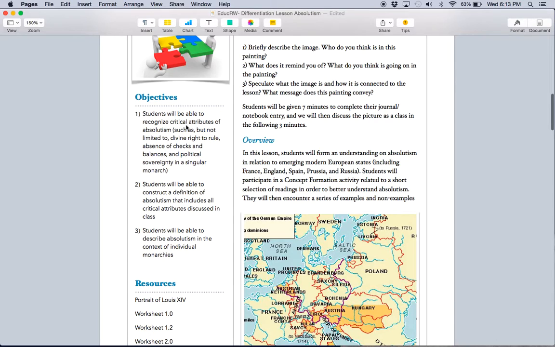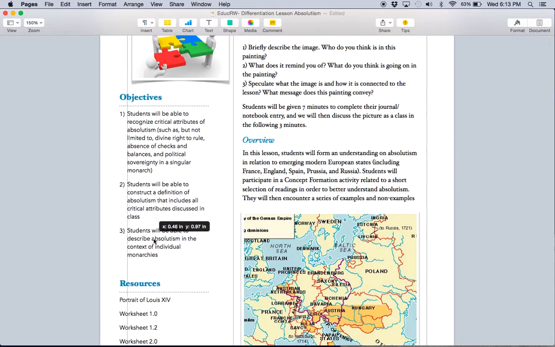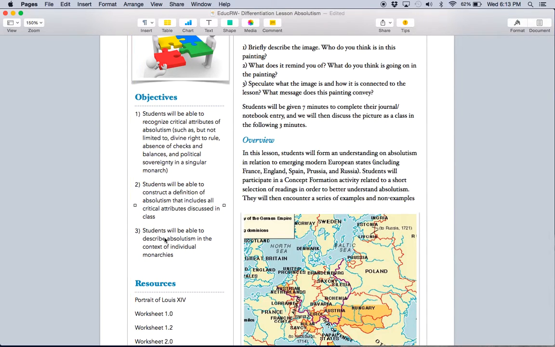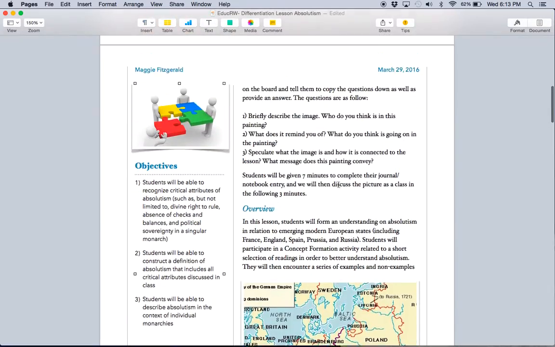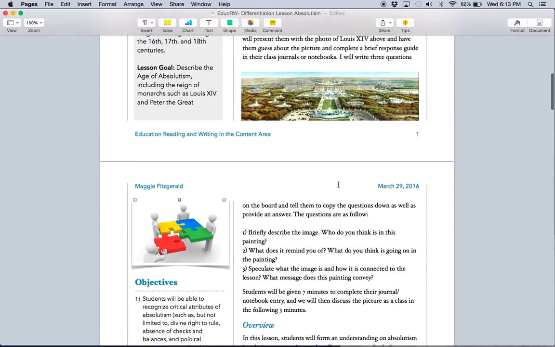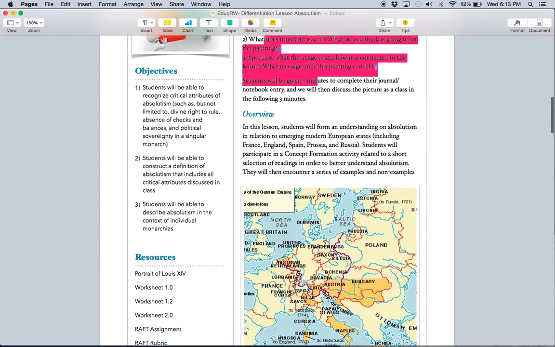So I make sure that my goals are more of that overarching, broad reason for implementing the lesson, whereas my objective is that checklist. I can measure it. It's SMART, which is specific, measurable, attainable, realistic, and time specific. And so I use words, again, like recognize and construct and describe, which you can see all in this little section right here.